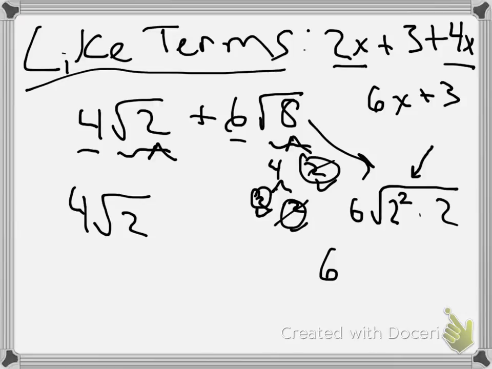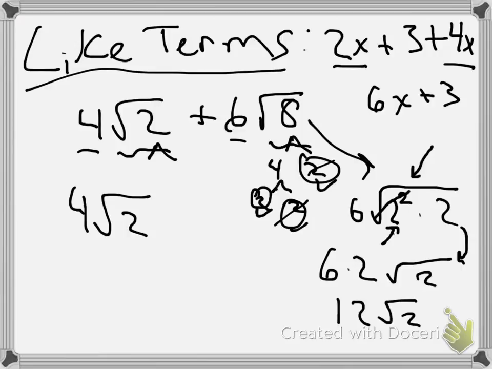The 6 stays on the outside. Now this base 2 can come on the outside because the square root undoes the square. This poor little 2 has to stay inside because it didn't have a square. Now I can multiply 6 times 2, which is 12, and that poor 2 on the inside. So now I'm looking at 12 square root of 2.